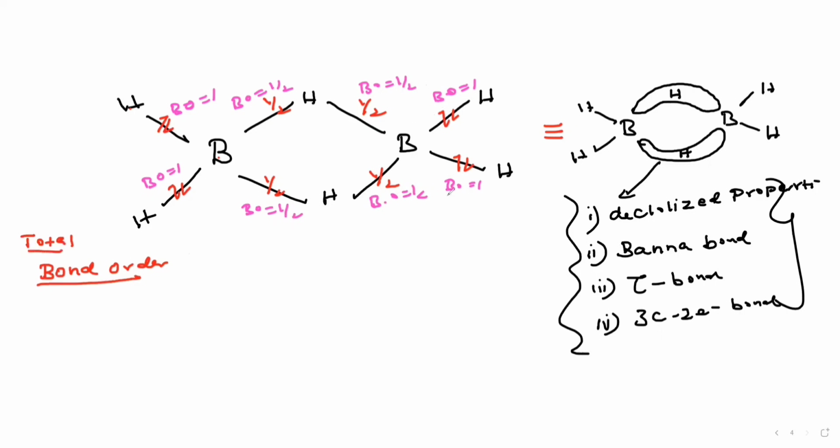1, 2, 3, 4, right? 4. Then this is what? 1, 1, 2, right? Plus 2. What is the answer? Answer is 6. The total bond order of diboron, the answer is 6. Okay. This way you can find out the bond order. Please know this is bond order calculation.